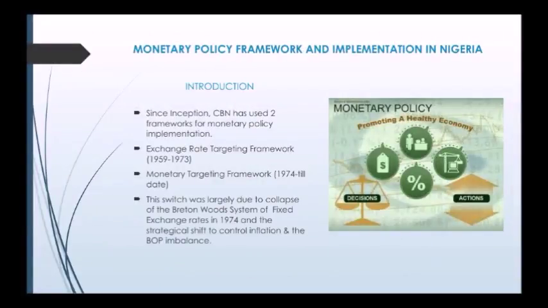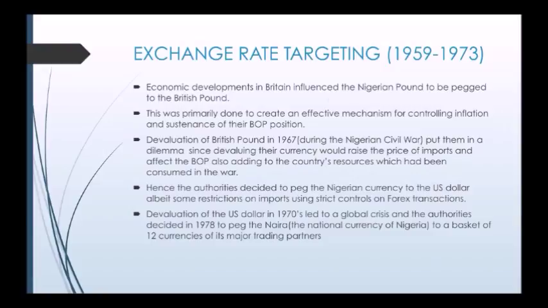Now let us have a look at the monetary policy of Nigeria. The Central Bank of Nigeria has adopted a two-policy framework, exchange rate targeting and monetary targeting. Exchange rate targeting policy was used from 1959 to 1973. The Nigerian pound started off by pegging itself with respect to the British pound, but the devaluation forced them to change the pegging to a more stable US dollar.